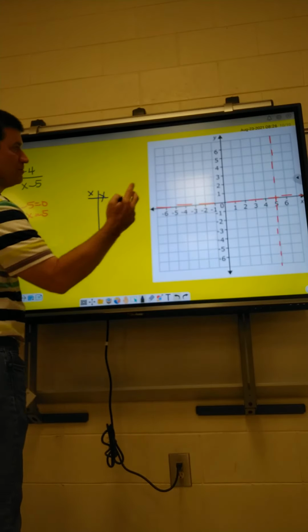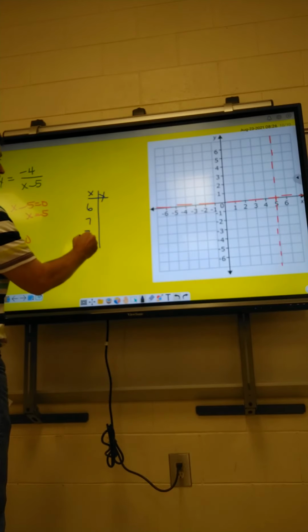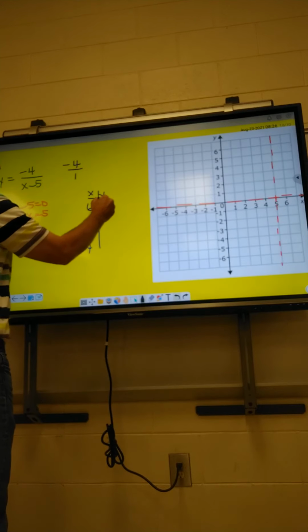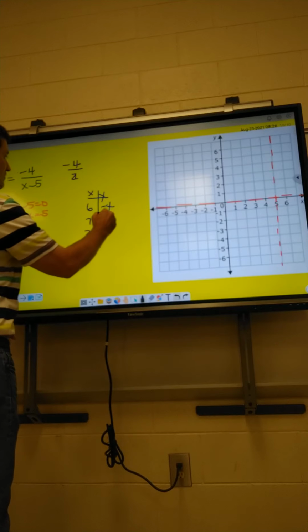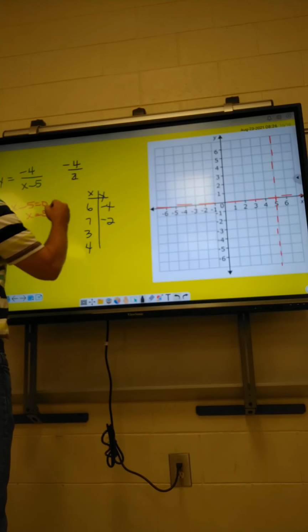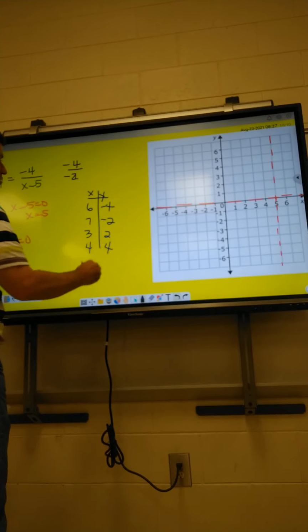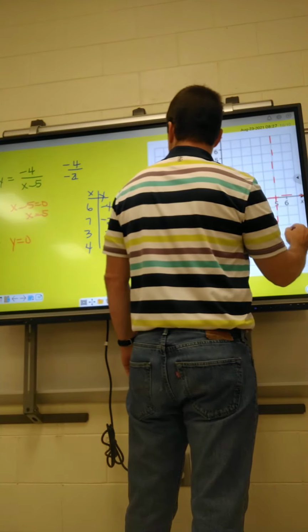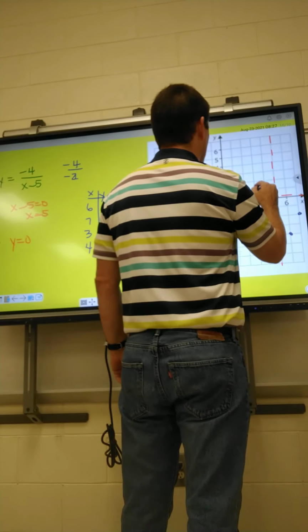So we're going to plug in two numbers on the right, which is 6 and 7, two numbers on the left, which is 3 and 4. Let's plug in 6. 6 minus 5 is 1. I got -4. Plug in 7. That'll give you -2. Plug in 3. That'll give you +2, so this is going to be +4. 6, -4. 7, -2. 3, 2.